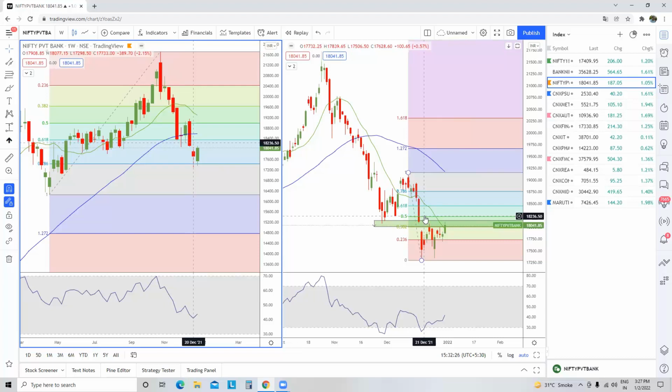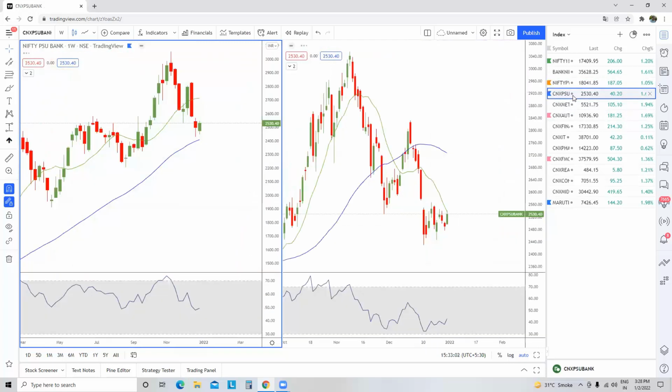So in case the pullback wants to continue, in case the private banks want to continue to rally higher, then first of all, I think prices will need to close above 18,250 levels. And even if that happens, my friend, this will just be a continuation of the pullback which has started in the last few days. It's not going to be anything more than that. We'll need much, much more than this short-term buying to entirely change the current downtrend which is going on in the private banks. Let's concentrate on the PSU banks now.